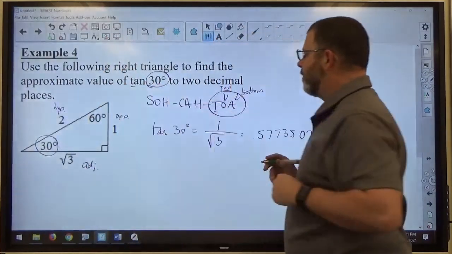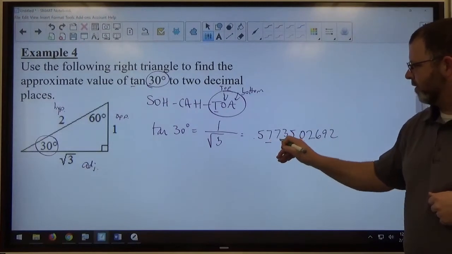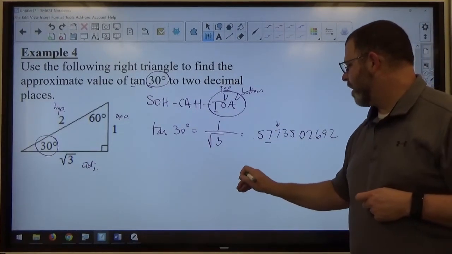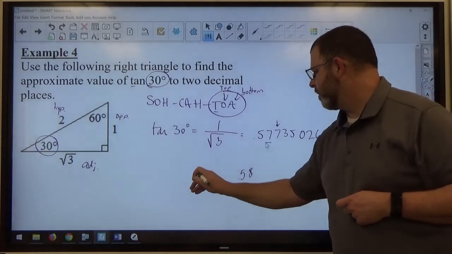Okay, and again, it says round to 2 decimal places, so the second decimal place is a 7, the following one is a 7, so that means we're going to go up 1. So 0.58 is the approximate tangent of 30 degrees.